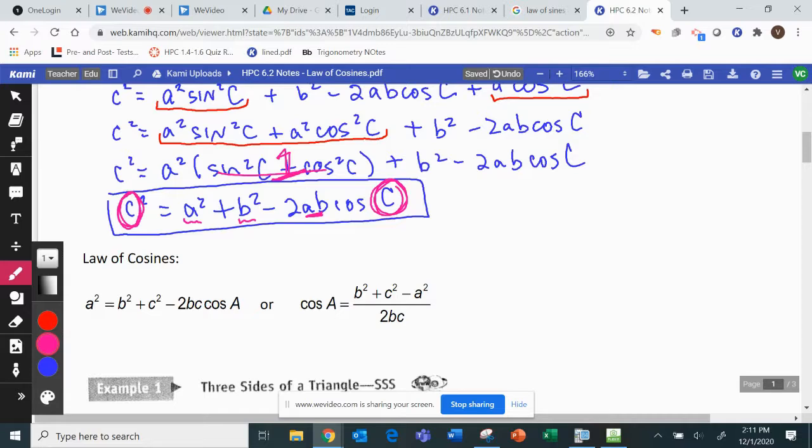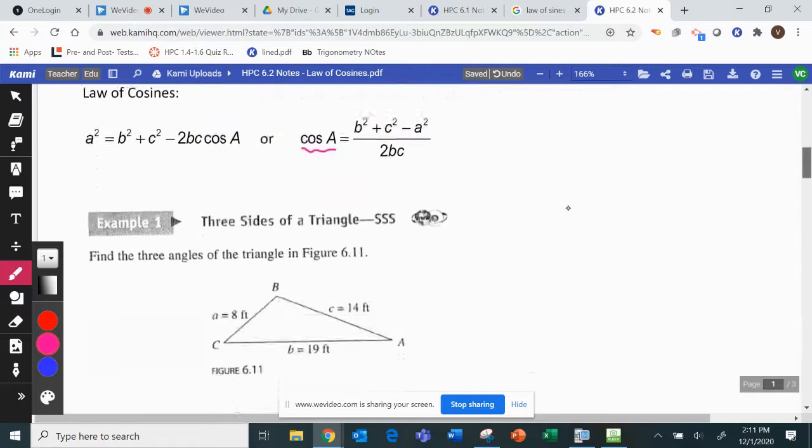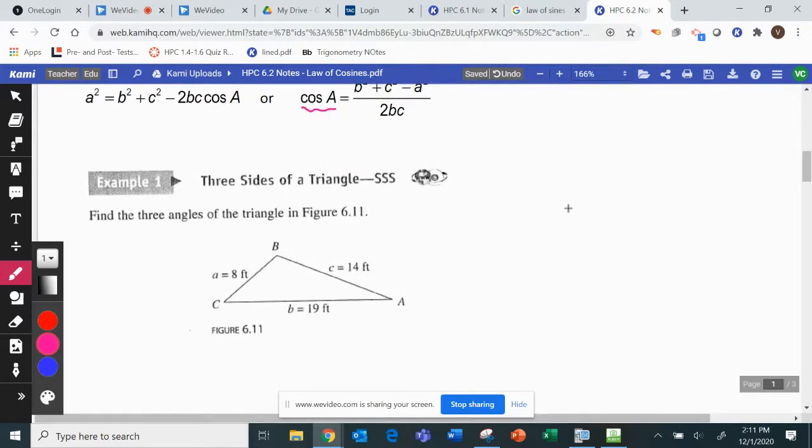You can rewrite this formula so it is solved for cosine of that angle, but I'm not going to use the formula. I'm just going to do it while I work through it. So we've got two cases for this. One is if you have 3 sides. If you have 3 sides, then you're going to solve for the 3 angles. You can only do one at a time.